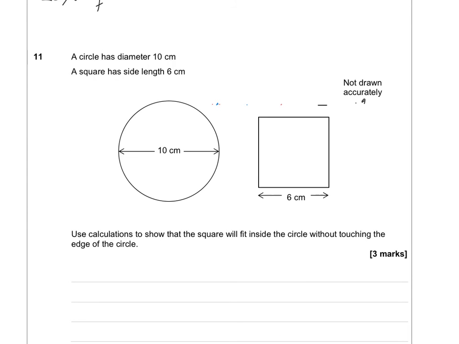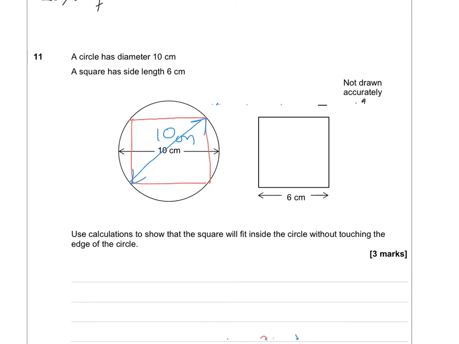Question 11. A circle has diameter 10 centimetres, a square has side length 6 centimetres. Use calculations to show that the square will fit inside the circle without touching the edge of the circle. If the square fitted inside the circle and touched the edges of it, it would look something like this. And the diagonal of the square would be equal to the diameter of the circle, which would have to be 10 centimetres.